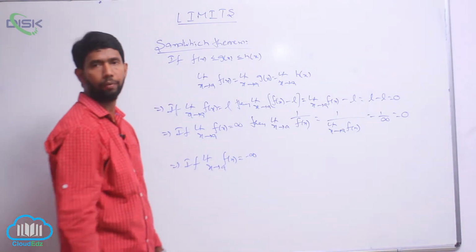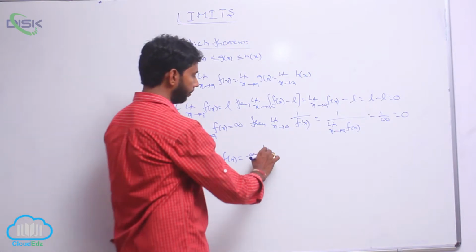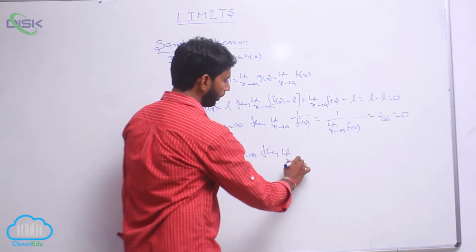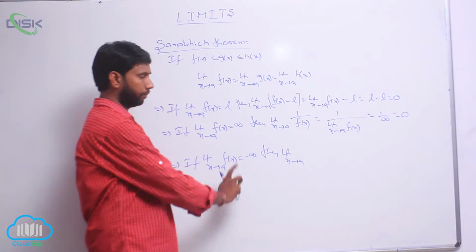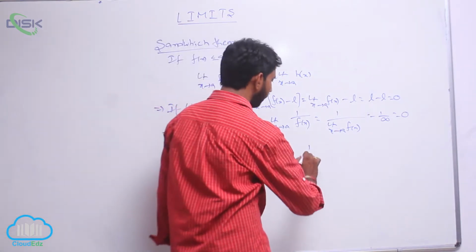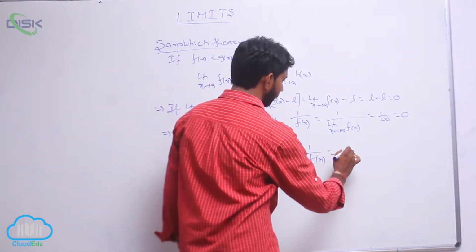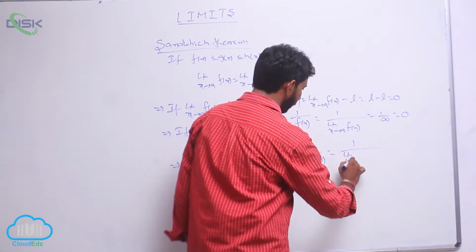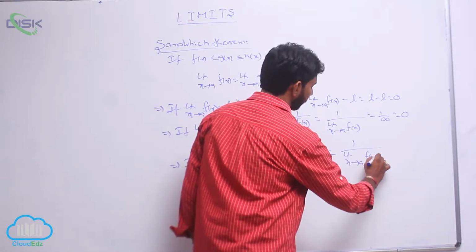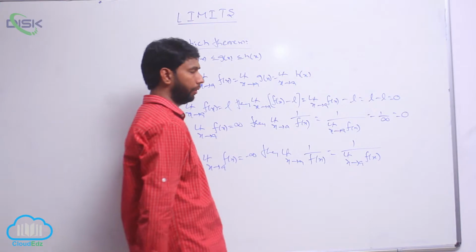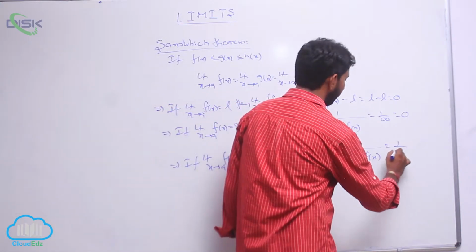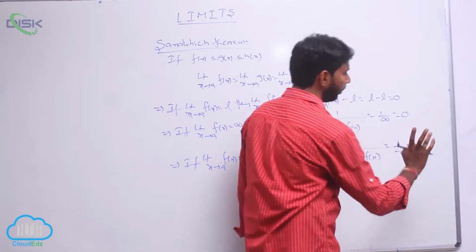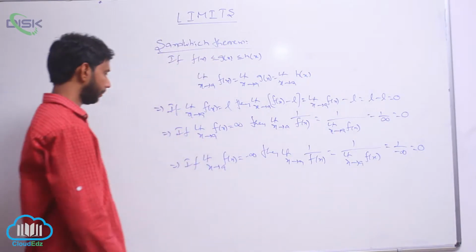If the limit as x approaches a of f(x) is equal to minus infinity, then the limit as x approaches a of 1 by f(x) is equal to 1 by the limit as x approaches a of f(x), that is equal to 1 by minus infinity, and the value is also equal to 0.